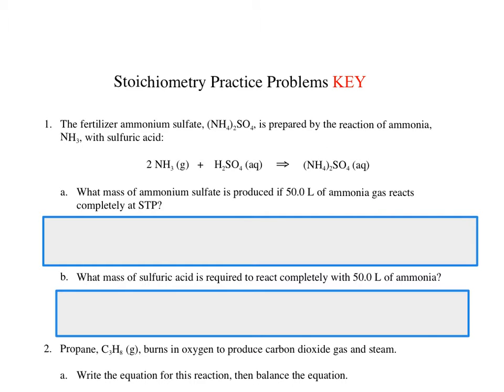The first part of the question asks what mass of ammonium sulfate is produced if 50 liters of ammonia gas reacts completely at STP. So we are given the amount of just one of the reactants, ammonia gas, and we would therefore conclude that there must be more than enough of the other reactant, the sulfuric acid in this case. So we're doing a calculation with the given amount of ammonia to start with.